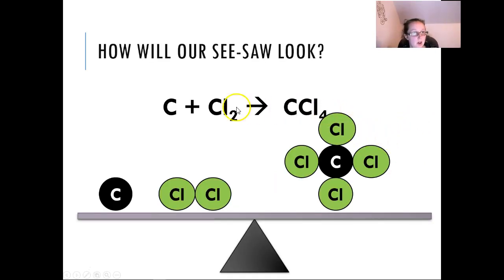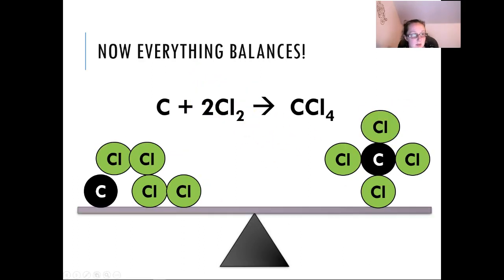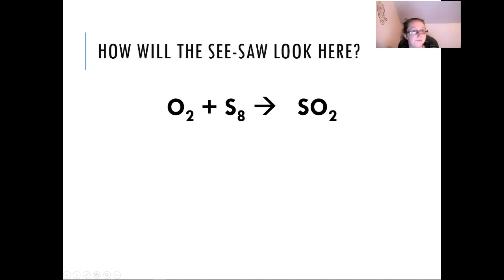So what about if I've got C plus Cl2, which goes to make CCl4? Is that balanced? Well, not really, because if we look, I've got 4 Cl's on this side and 2 on the other side. So I need to change something to make it balanced. If I added an extra 2 Cl's on the left-hand side, I'd show that by putting a big 2 at the front, it's now going to be balanced, because I've got the same number of each type of atom on both sides.